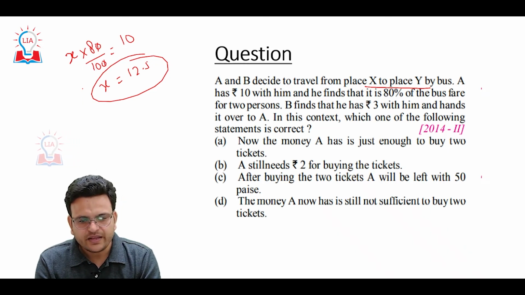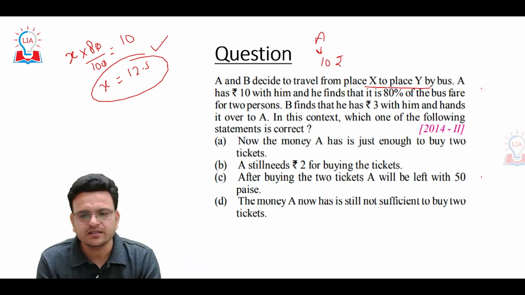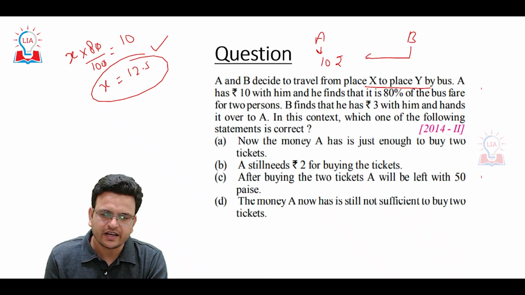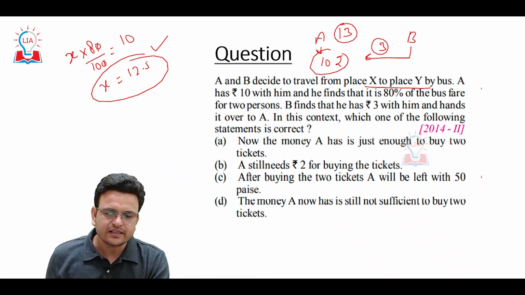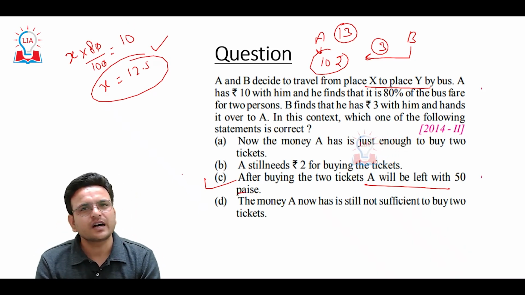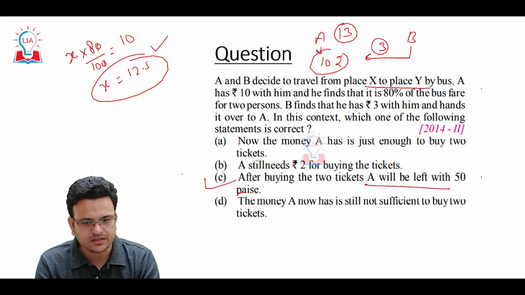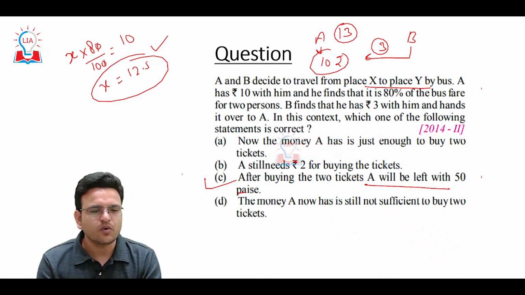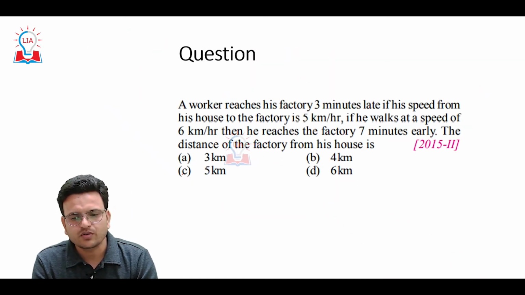Okay. B finds that he has 3 rupees. So A has 10 rupees. Bus fare is 12.5 rupees and B has given A again 3 rupees. As of now, A has 13 rupees and total fare is 12.5 rupees. So after buying the ticket, he will be left with 50 paisa. Such questions are very easy. The concept of percentage, concept of ratio, and the concept of time and distance, all the concepts are needed to solve such questions. Now come to one more question.